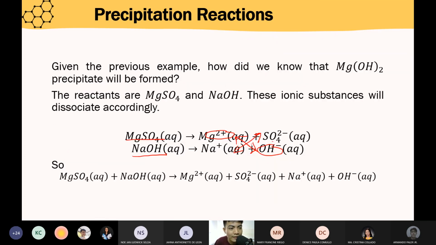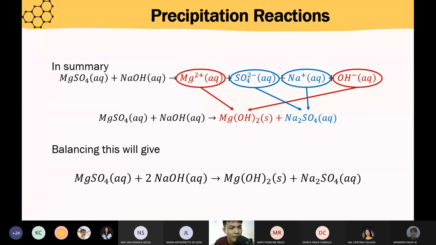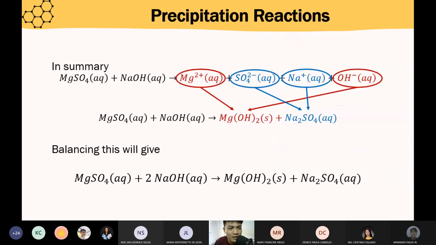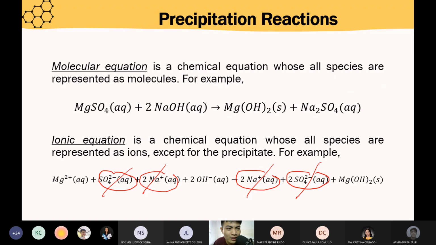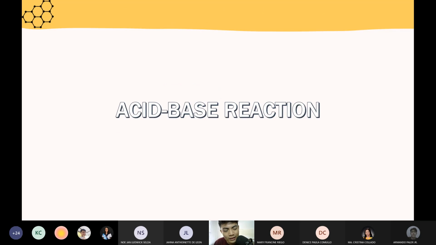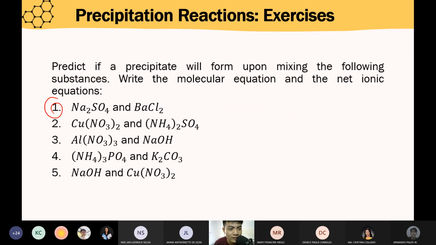Okay? And then, for precipitation reactions, we can write the equation in three ways. The molecular equation, the ionic equation, where everything is converted into ions except for the precipitate, and the net ionic equation, wherein the spectator ions are cancelled out. Okay? Ayun. And again, just to reiterate, pag wala kang precipitate na na-form, ano yung sasagot nyo? No reaction. Okay? Walang reaction na nangyari.